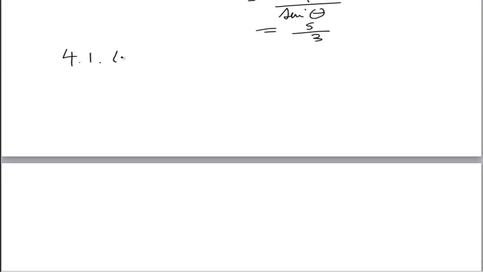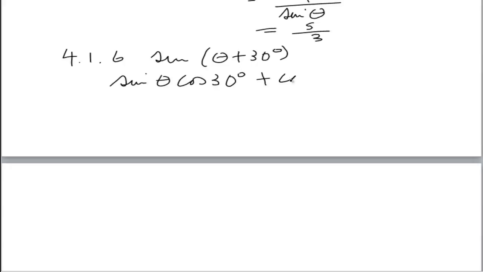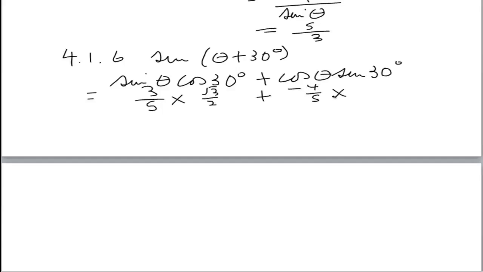4.1.6 says sine of theta plus 30 degrees, and that is sine theta cos 30 plus cos theta sine 30. Now what we have here is sine theta, which we know is 3 over 5, times cos 30, which is root 3 over 2, and then cos theta, which is minus 4 over 5, times a half. When you simplify that, you will get 3 root 3 minus 4 all over 10.